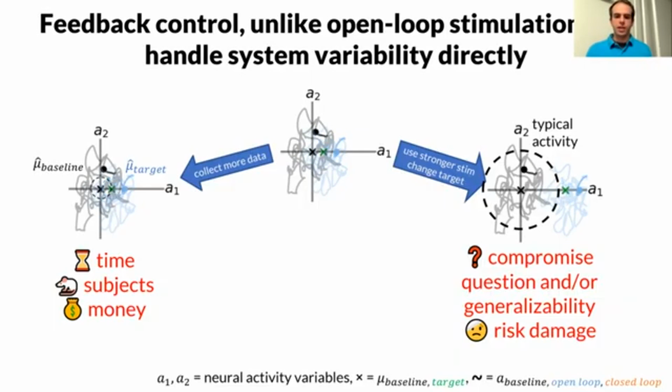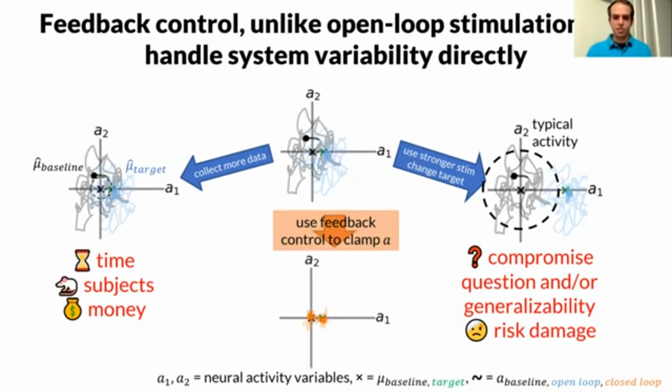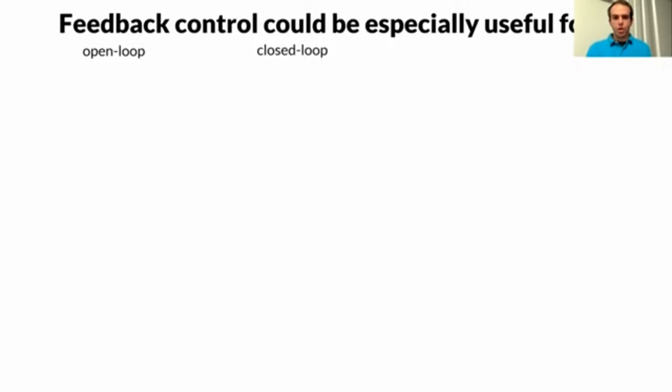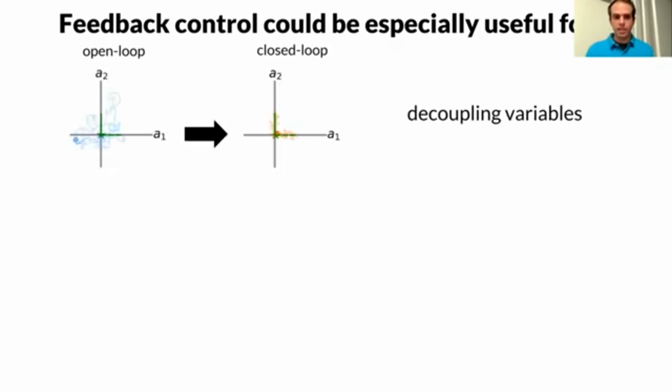So this is where feedback control shines. By driving the system to your targets, clamping it, so to speak, now we can hit them with much less variability. Our conditions are much more distinguishable. Feedback control could be useful for things like this. Decoupling variables, you might want to increase gamma power without increasing theta, for example.